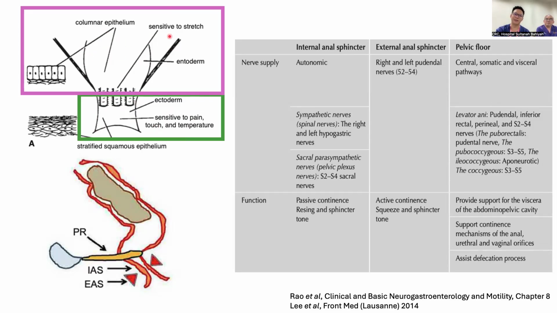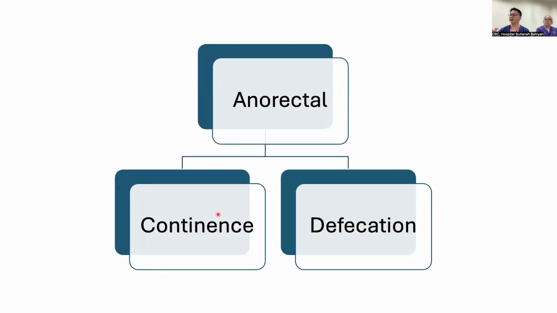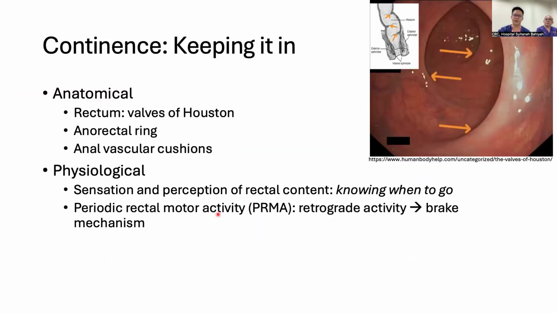Whereas for the internal layers, there is no pain, touch, or temperature sensation, but it is sensitive to stretch. A very important phenomenon, which is what helps a normal patient physiologically to maintain continence. Now, if we are to classify the function of the anorectum, there are two important functions: the first being continence, the second being defecation. Continence means that you keep your fecal material inside the rectum, and it doesn't come out at the wrong time when you are not appropriate. There are two ways that it happens.